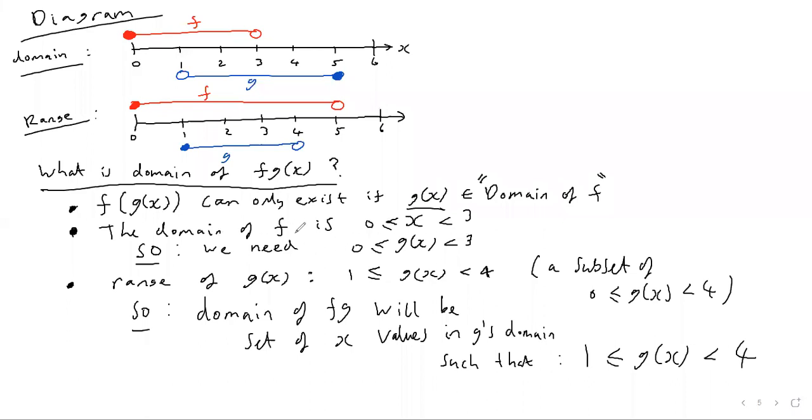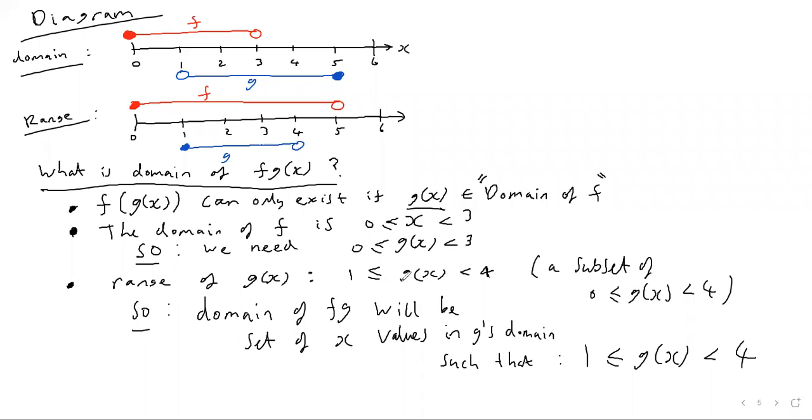So for f to be defined, we need x to be between 0 and 3, because we see that from the graph. So we need g of x to be between 0 and 3, because we're plugging g of x into f. We're not plugging in x, we're plugging g of x in. So we need g of x to be between 0 and 3. Okay, so the range of g we can see is 1 to 4, this blue one here. So what will the domain of f of g be?